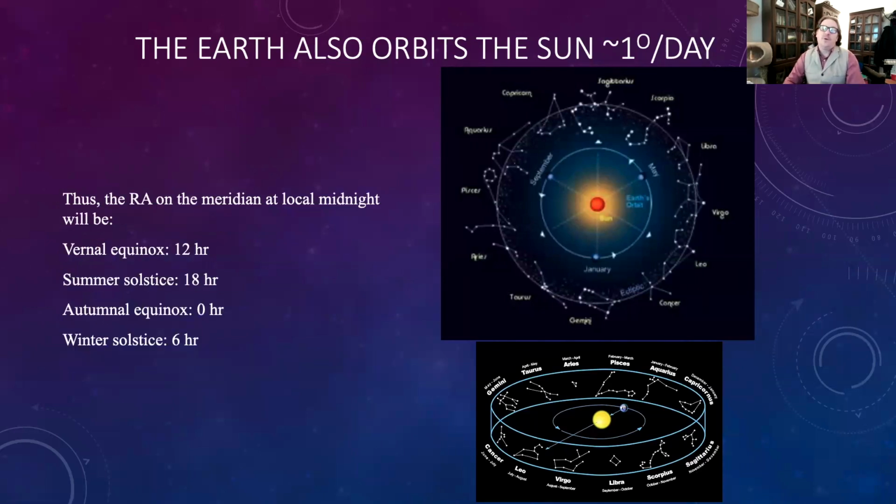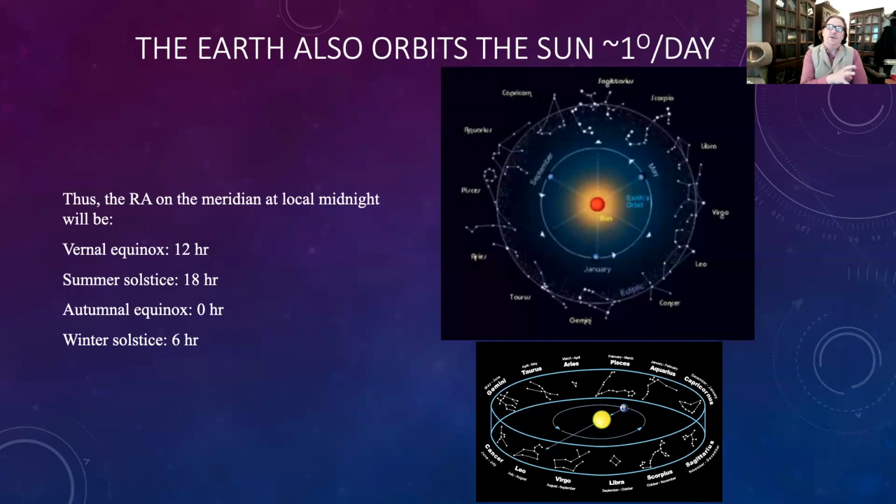We have 4 points of interest. We have the vernal equinox, the summer solstice, the autumnal equinox, and the winter solstice. Now, what took me a second here is that the RA of the vernal equinox is 0. The RA of the summer solstice is 6 hours. The RA of the autumnal equinox is 12 hours, and the RA of the winter solstice is 18.